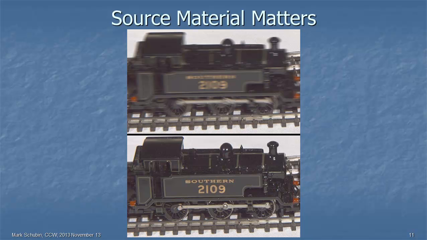But again, the source material matters. It's critical. Here is source material that they used. It's a toy train going around a track. If you look at the 2 pictures, the ties and the rails are identically sharp in the 2 pictures. It's only the train that's different, and you can see that the writing on the train is very different because of the higher frame rate.